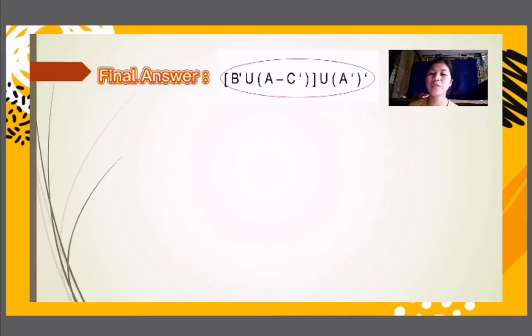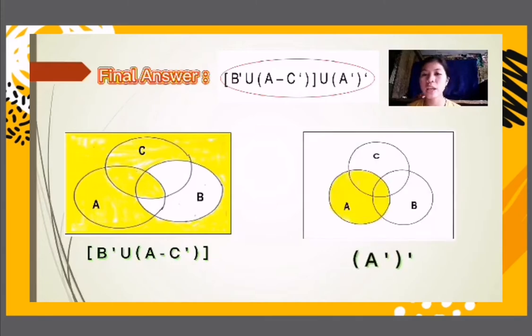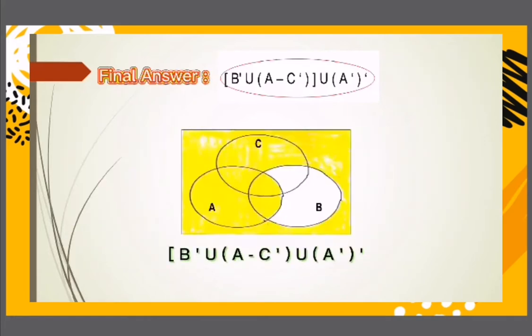This is the last step, or the final answer of problem F. This illustration is the final answer of B complement union with A minus C complement, and this illustration is the answer of complement of A complement. So in order to get the final answer, we will join them together. This illustration shows the shaded set of the two sets, which is the B complement union with A minus C complement, then union with the complement of A complement, because union is the set of all elements that are in either set.